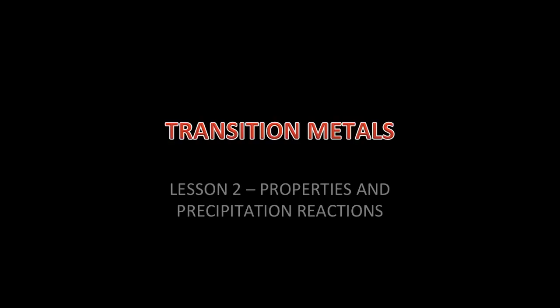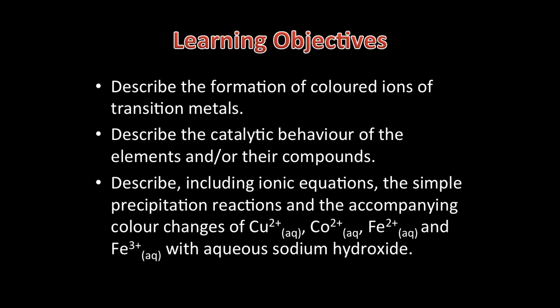This is the second lesson in the transition metals topic. Today we'll be looking at the properties of transition metals and their precipitation reactions. What we will be learning today is why transition metals form coloured ions and why transition metals and their compounds are effective catalysts. We'll also be looking at the precipitation reactions of transition metal ions with sodium hydroxide.